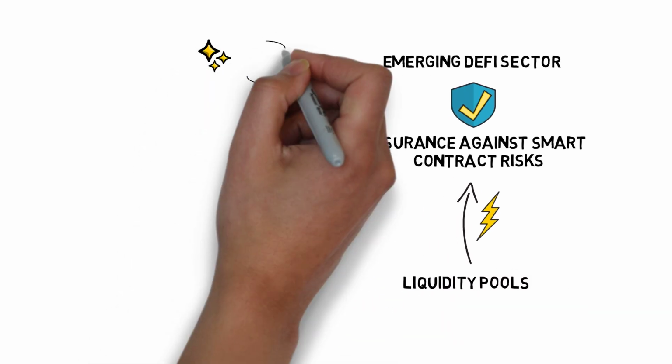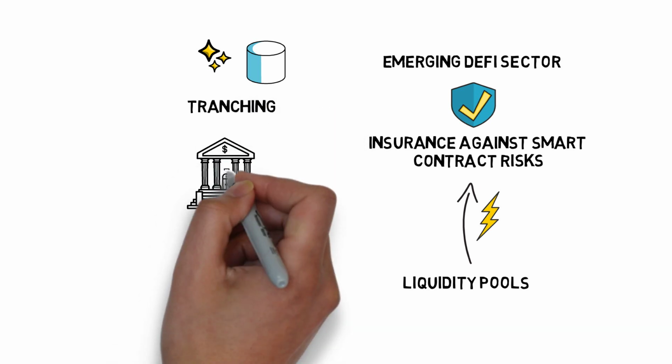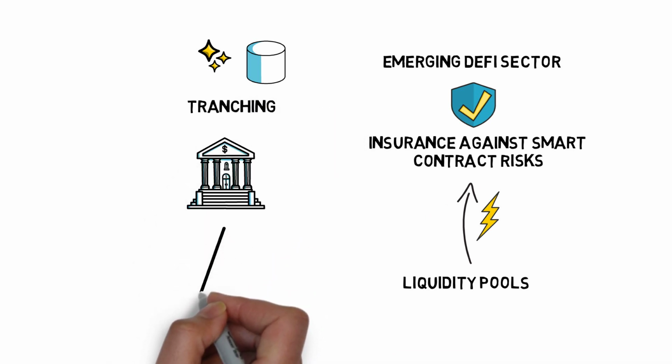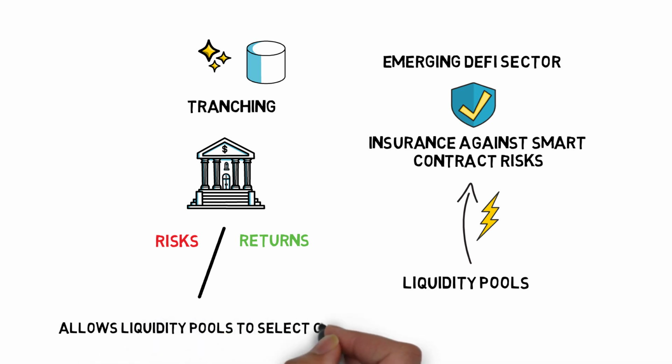Another, even more cutting-edge use of liquidity pools is for tranching. It's a concept borrowed from traditional finance that involves dividing up financial products based on their risks and returns. As you'd expect, these products allow liquidity pools to select customized risk and return profiles.